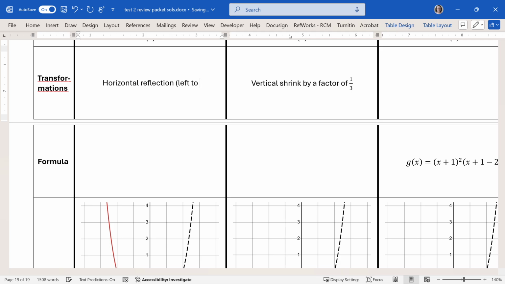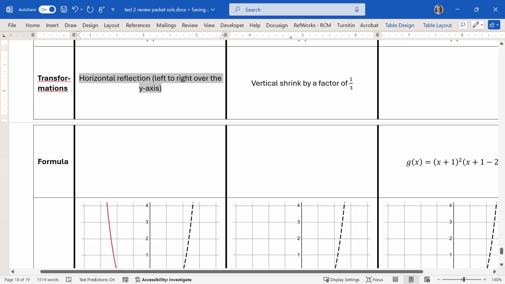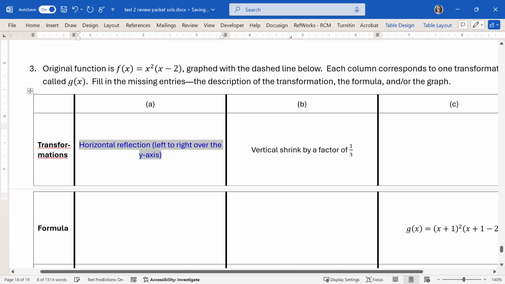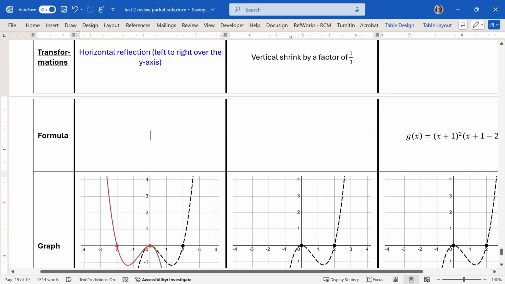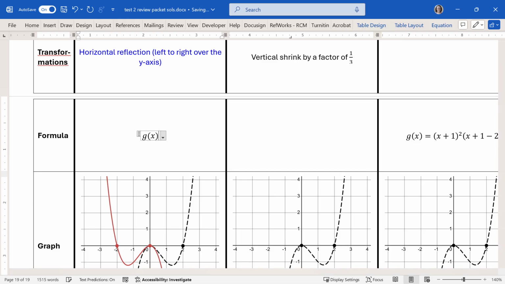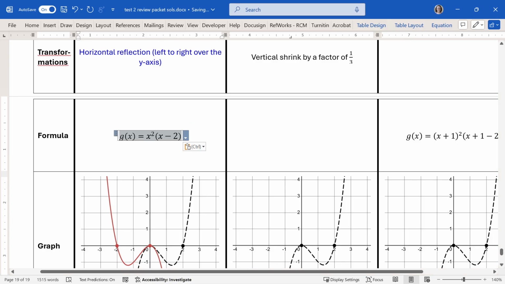So left to right, y-axis. All right, so what is the formula for horizontal reflection? Let me copy our original formula here. So this is going to be, what change do we need to make?